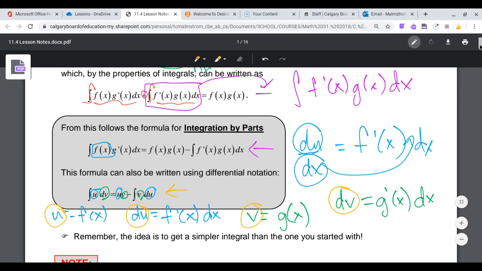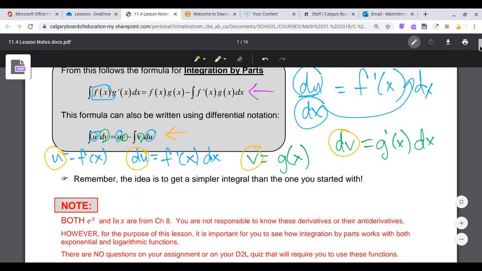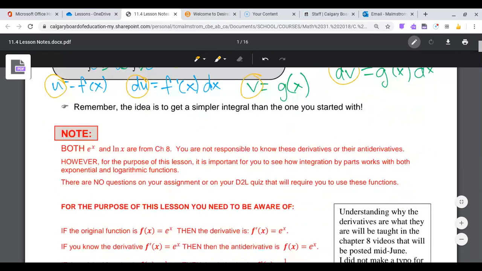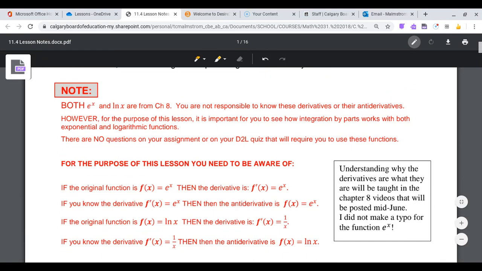Now for you guys, we haven't done chapter 8. Some of you might have done some investigation on your own. You're not responsible for e to the x and ln x at this point. However, for this lesson, you need to be aware of their derivatives and antiderivatives to understand how integration by parts works. So I'm giving you the rules. Follow along on the examples. It shouldn't be too bad.